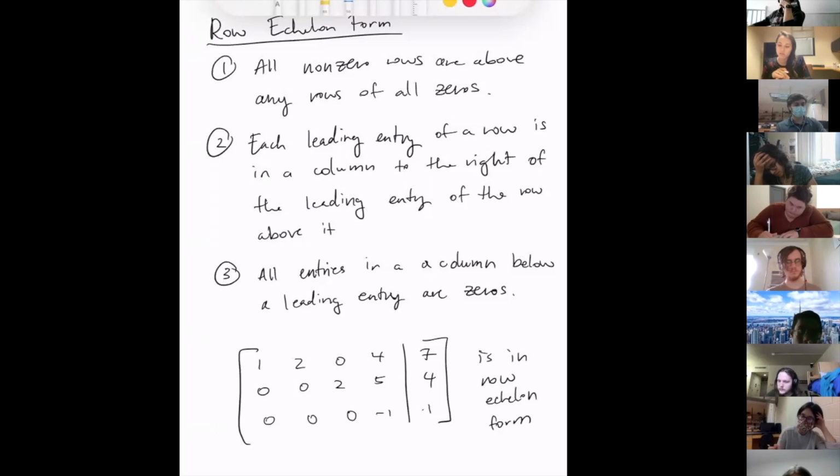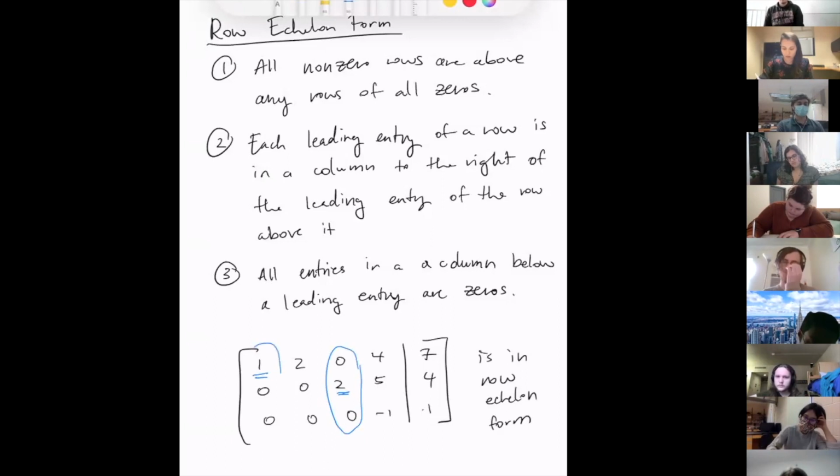Each leading entry of a row is in a column to the right of the leading entry of the row above it. So we don't have to check this for the first row because there's no row above it, right? But for the second row, the leading entry is that 2. And you want it to be in a column to the right of the leading entry of the row above it. The leading entry of the row above it is right there in the first spot, and this column is definitely to the right of the first column. So that's what that means, right?